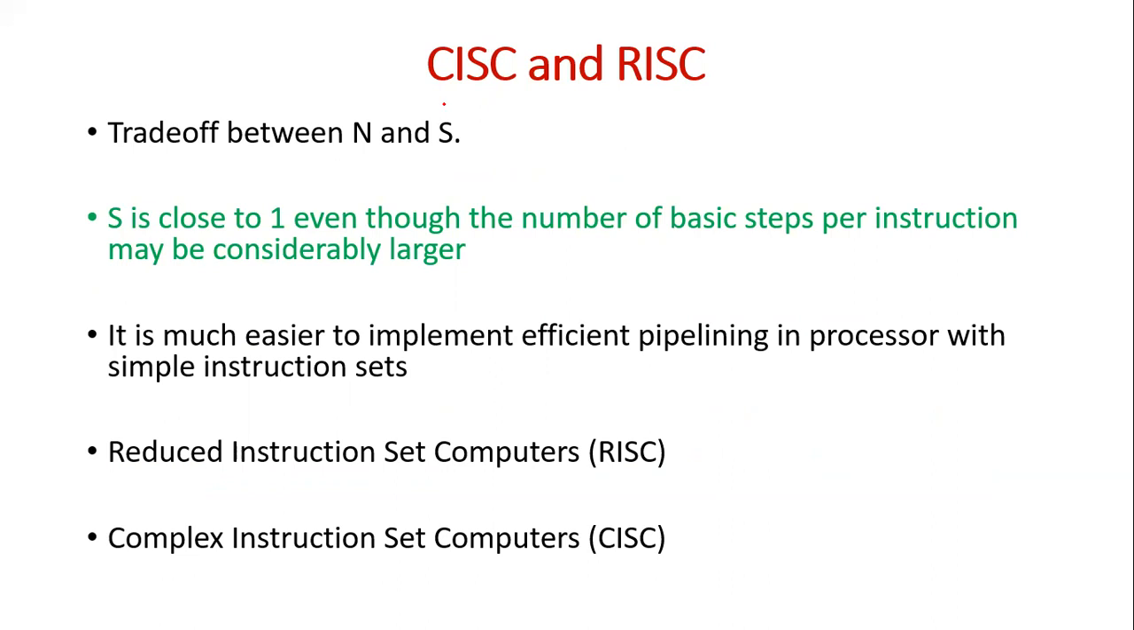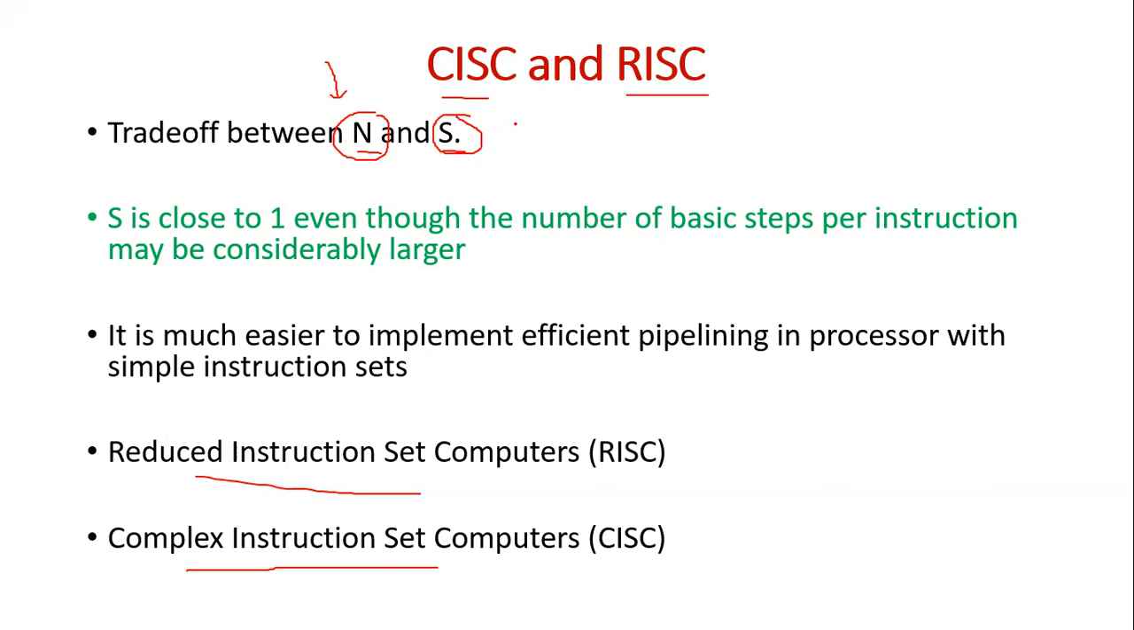Then there are two types of computers. One is called CISC, the other one is called RISC. CISC stands for complex instruction set computers, and RISC stands for reduced instruction set computers. There is a trade-off between N and S. What is N? N is the number of machine instructions to execute a particular program in a given run, and S is the average number of basic steps for an instruction.